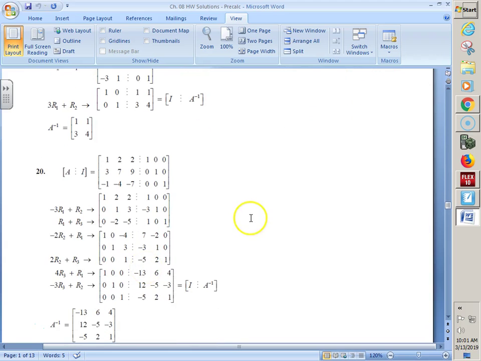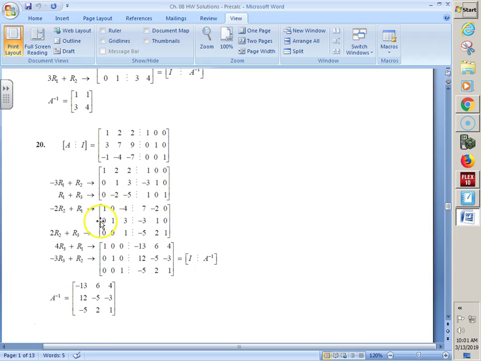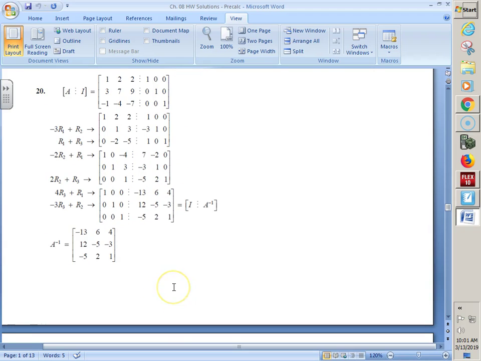Number 20, though. You could not have done the ABCD method. That would have been brutal. But row reducing, yeah, it took a while, but it wasn't impossible. It was like a section 8.1 problem. Yes, you were able to get to the identity. And remember, as you tear down the one, you build up the other. The inverse ended up being that final matrix of negative 13, 6, 4, 12, negative 5, negative 3, negative 5, 2, 1.